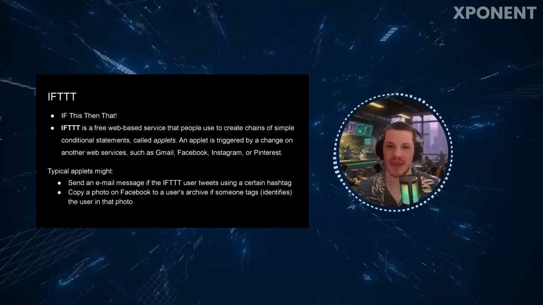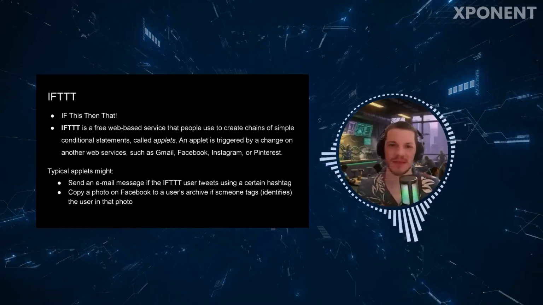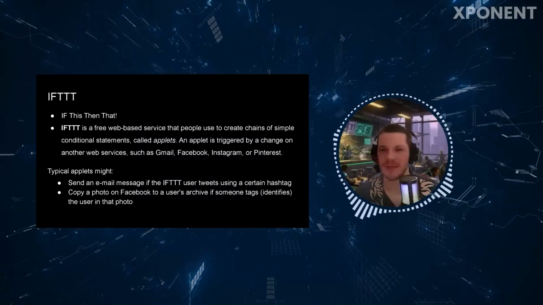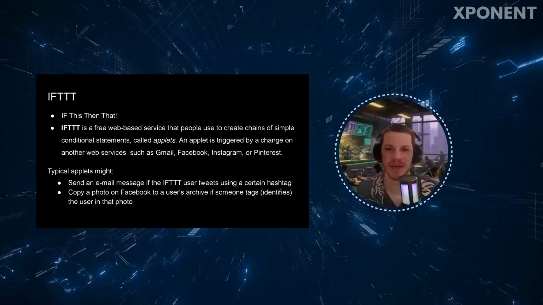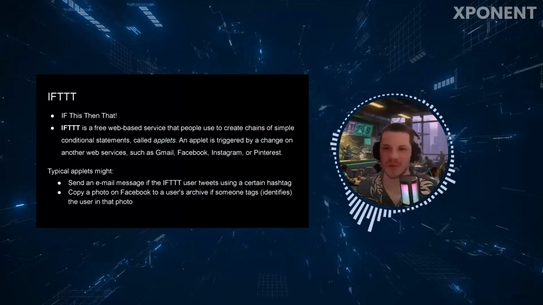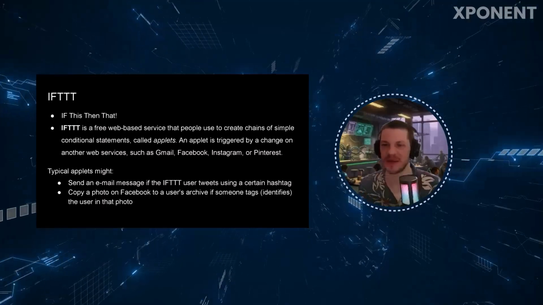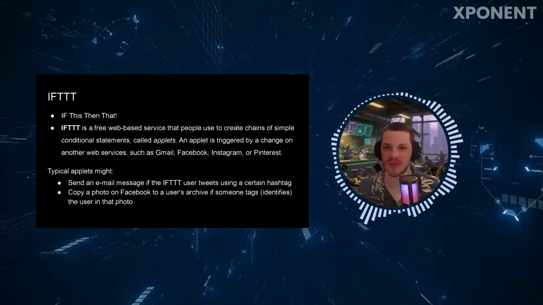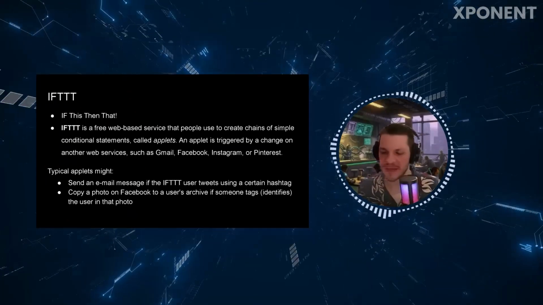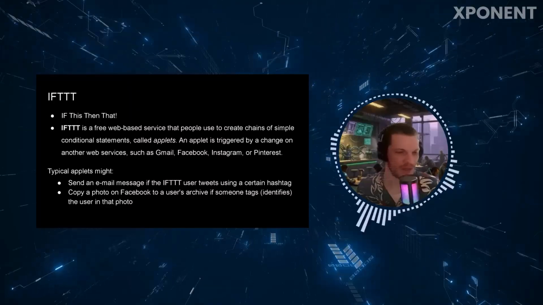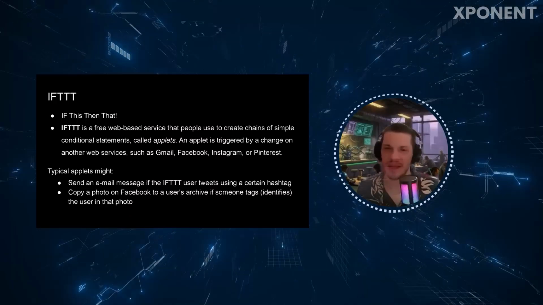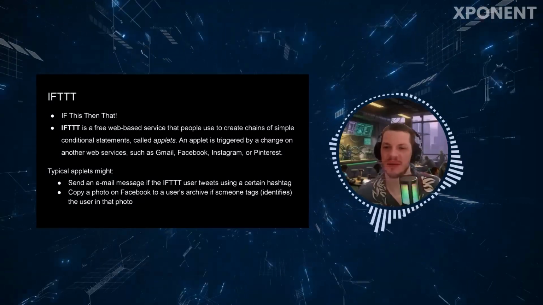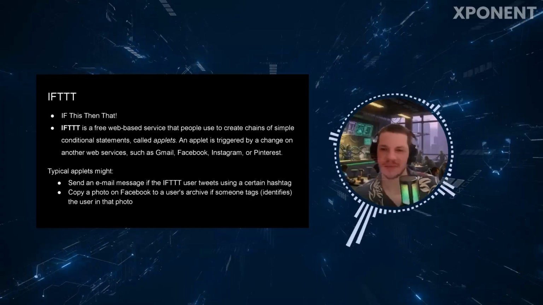Then we've got If This Then That. It's a free web-based service. It's like make.com or Zapier or Pabbly, but it's free and you can use it in a bunch of recipes. So you can create these chains of simple conditional statements, called applets, and then they can trigger on change of another web service, such as Gmail, Facebook, or I've seen people connect their weather service to their RGB light. So if it's raining, their lights turn blue or whatever. It can send an email if a user tweets using a hashtag.